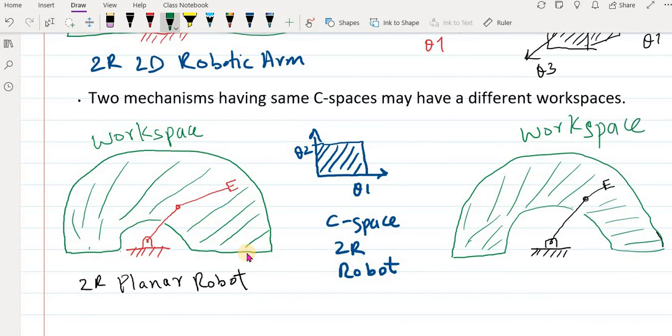You see that both of the robots are 2R planar robots. Both have the same kind of structure, their joints are the same, and their C space is the same. They both have two revolute joints, and their C space looks the same, but they have different looking workspaces because the link lengths are not the same. They have a different structure, so that's why their workspaces are not the same.